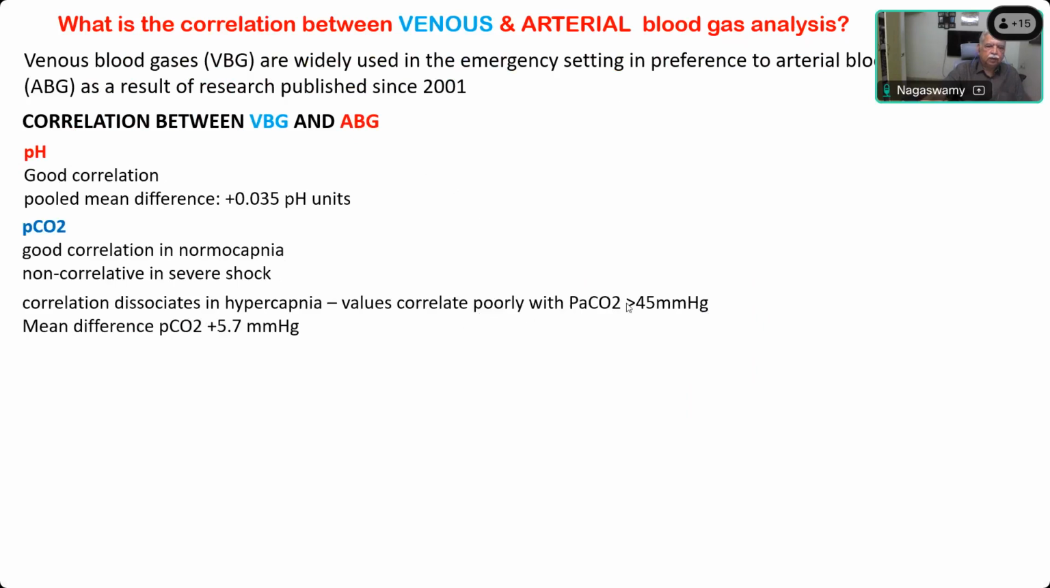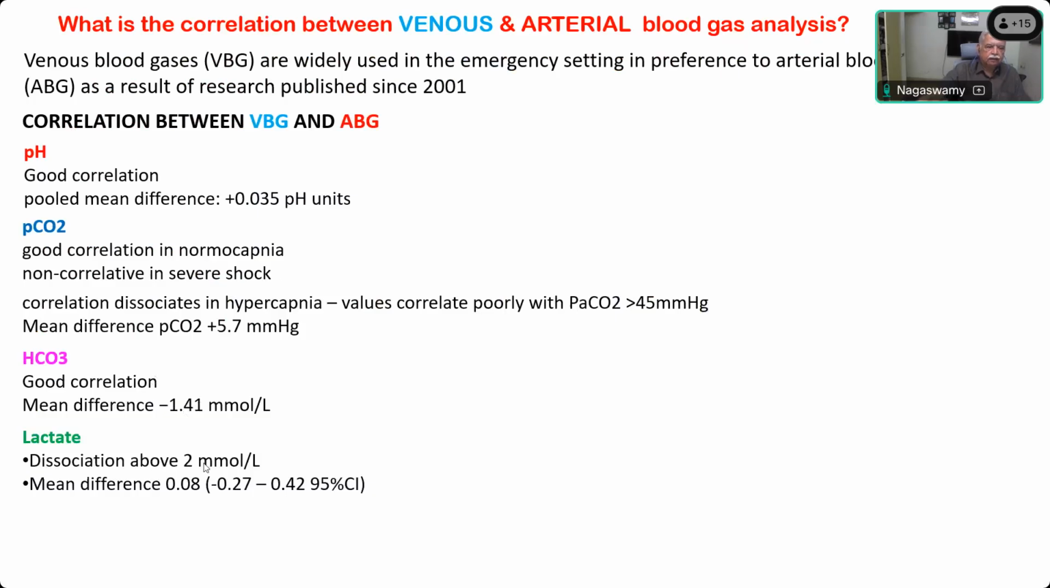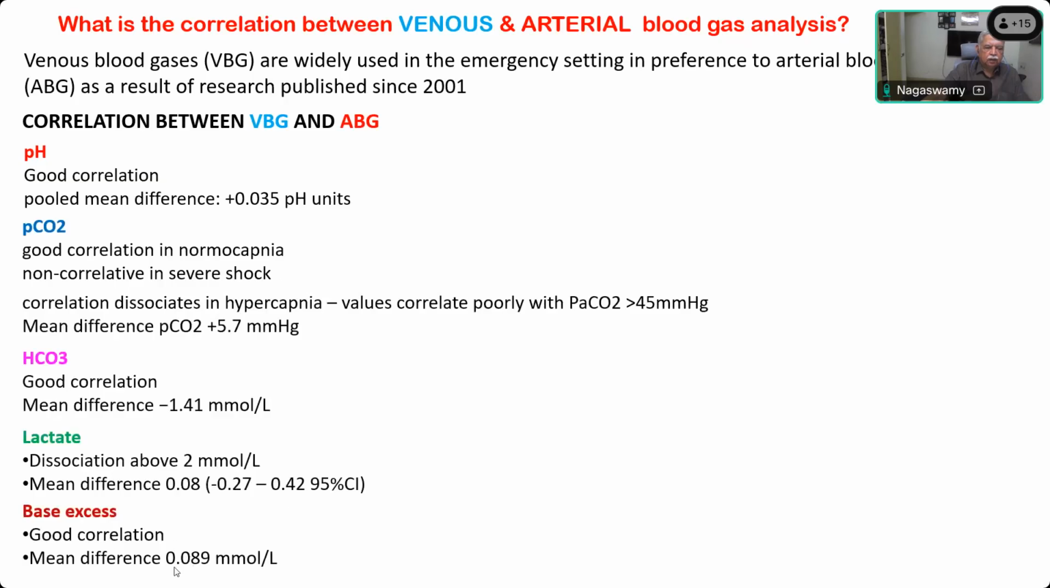Values correlate poorly when the PCO2 is more than 45. For bicarbonate, there is a good correlation; the mean difference is only 1.4. Lactate dissociation above 2 millimolar will be there. And base excess has a good correlation, with a mean difference of 0.8.